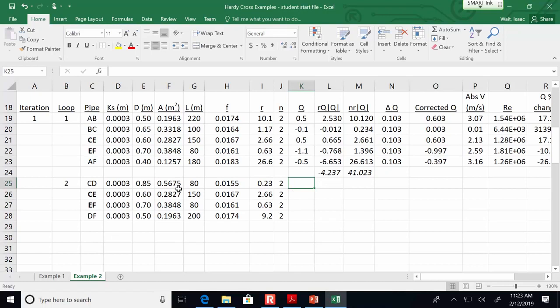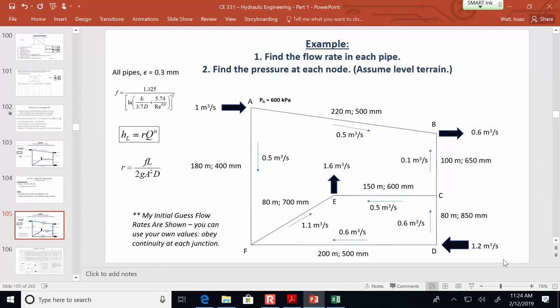So you have the paper handout there. You can see that my initial guess for CD in the context of loop 2, remember clockwise positive, so it's going to be negative 0.6 was my initial flow guess for that one. Let's go down here to DF. So DF was this pipe. So I said clockwise positive, so that's going to be positive 0.6. So 0.6 for that one.